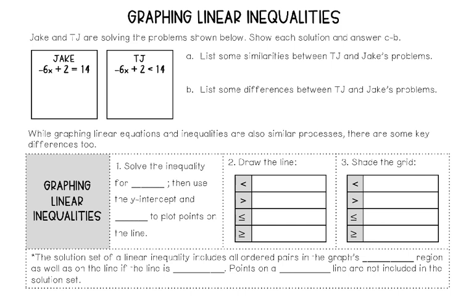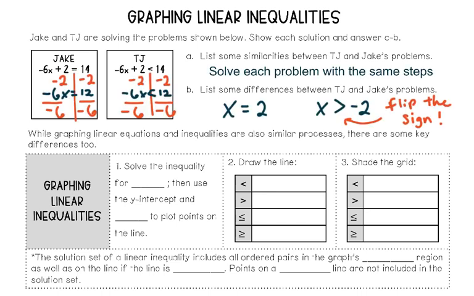Start out with Jake and TJ. They're solving these two problems below. I want you to solve each one of these problems, and then let's start by listing similarities and differences between those problems. What you should have noticed is that whether this was an equation or an inequality, we solve each problem with the same steps. So it looks like we get the same answer, -2, -2.